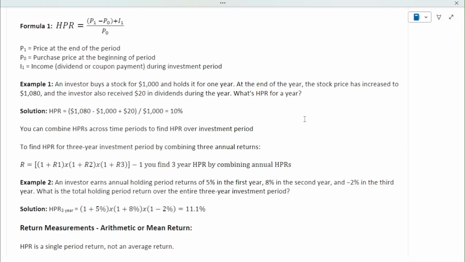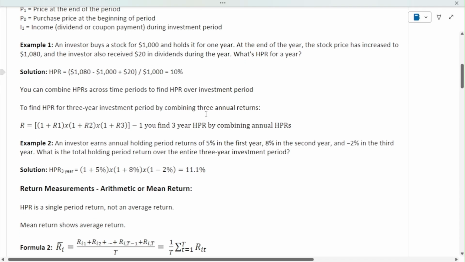An investor buys a stock for $1,000 and holds it for 1 year. At the end of the year, the stock price has increased to $1,080, and the investor also received $20 in dividends during the year. What is the HPR for a year? We are going to use Formula 1 for this, and as you can see, it is 10%. And we get it from two sources: price appreciation, firstly, this $80 increase in the price of the stock, and the $20 dividend income that we have received during the period.